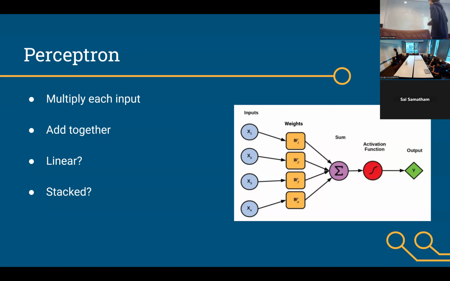So the thing is now we've got to consider, okay, that's cool. But ChatGPT obviously doesn't just multiply each word in and then output something, right? It's obviously got to be more complicated than that. So how can we make this more complicated?